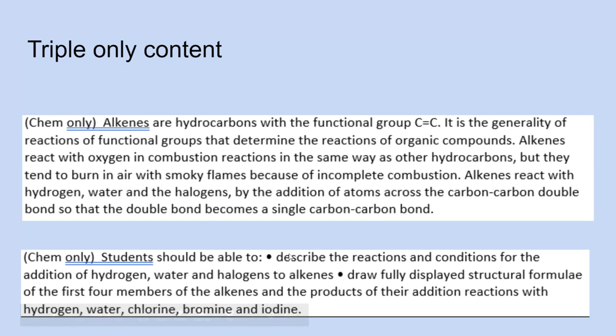You also need to be able to describe the reactions and the conditions of those reactions that we've just talked about, and draw the products of those reactions for the first 4 alkenes. So ethene and the first 4, okay? It has specified the halogens you need to think of: chlorine, bromine, and iodine. So we're not talking about fluorine or astatine or tennessine, okay? Other group 7 halogens, just chlorine, bromine, and iodine.